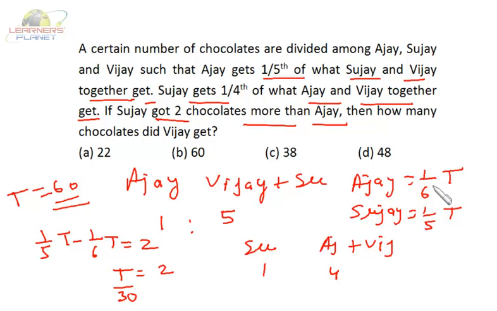Now Ajay got 1/6 of the total. That means Ajay might have got 60 by 6, that is 10. Ajay 10. Sujay might have got 60 by 5, that is 12. So remaining chocolates out of 60, that is 38 chocolates, will be taken by Vijay. Okay friends, I hope you are clear.